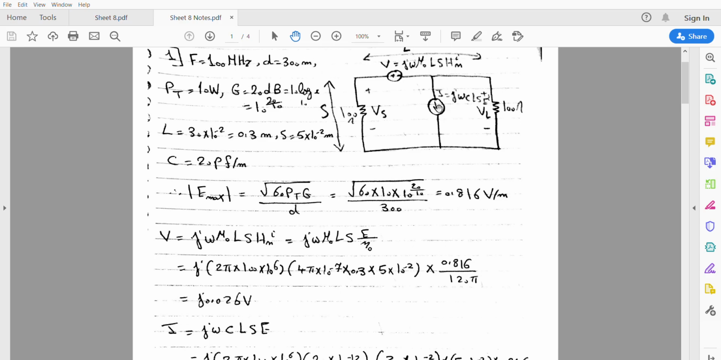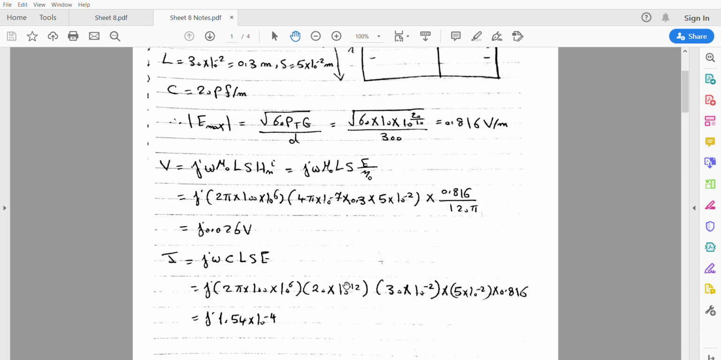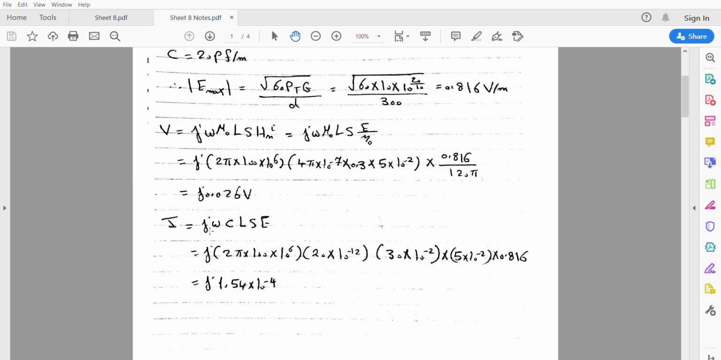Now we need to get the value of the current source. It is equal to j omega C L S E. L is the length of the wire, C is the capacitance, S is the separation between the two wires, and E is the electric field. We have all the unknowns here. So by using our calculator, we get the value of the current source, which is given as 1.54 multiplied by 10 power negative 4.